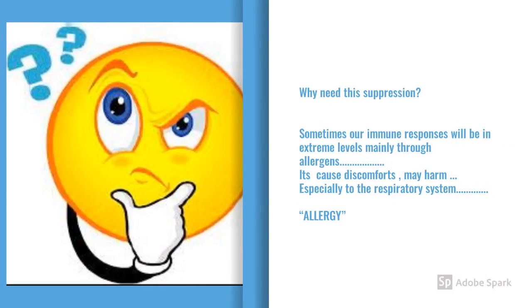Why do we need this suppression? Sometimes our immune response will be at an extreme level, mainly through allergens. Whenever allergens or antigens come into our body, they can lead to an extreme response. It causes discomfort. It may harm, especially the respiratory system.